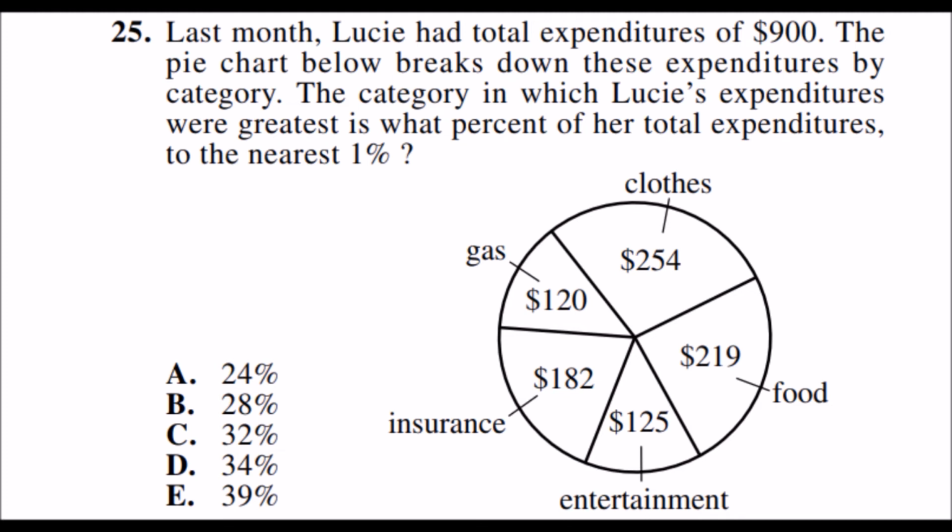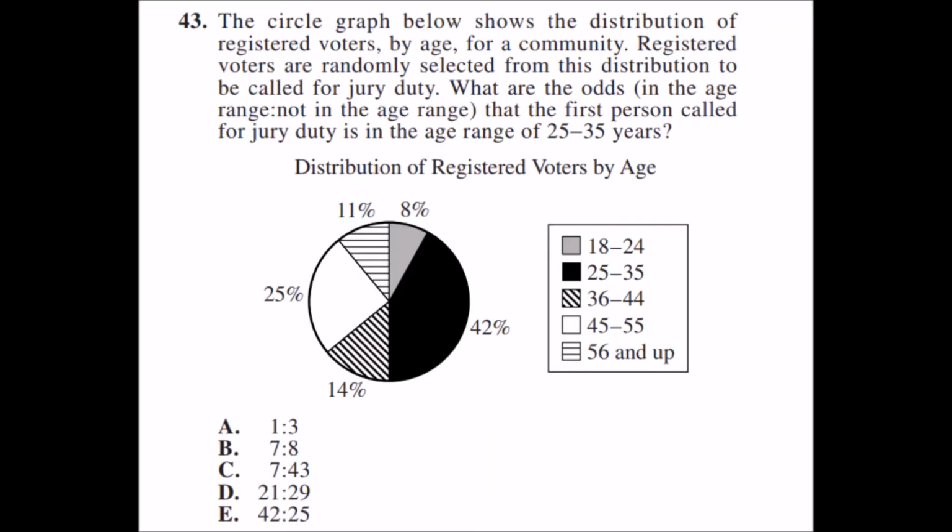The last problem of this type that I wanted to go over is number 43. In this one, you have to identify the proportion of people in the 25 to 35 years age range based on the pie chart. The problem helps you out by specifying that the proportion is a ratio of people in the age range to those not.